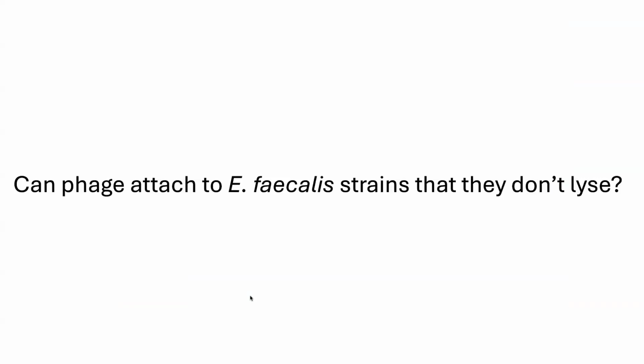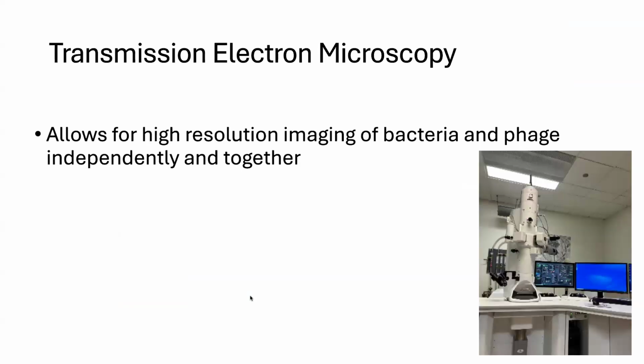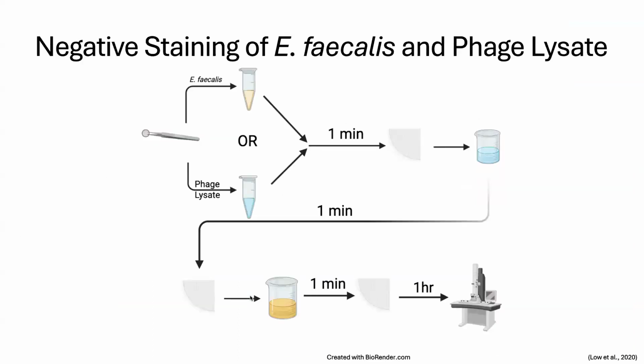In order to visualize this, we are using transmission electron microscopy, or TEM. This allows for high resolution imaging of bacteria and phage independently and together. We first wanted to image everything independently. And so to do so, we took either our E. faecalis or phage, whatever we wanted to look at.